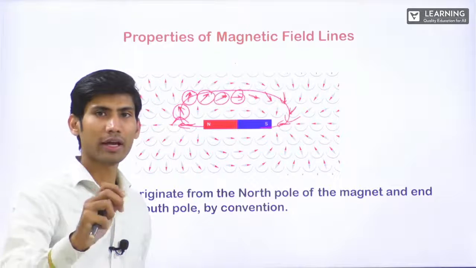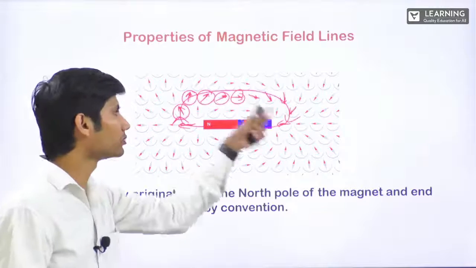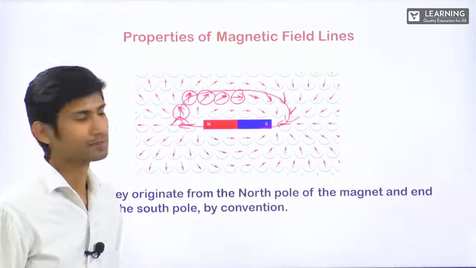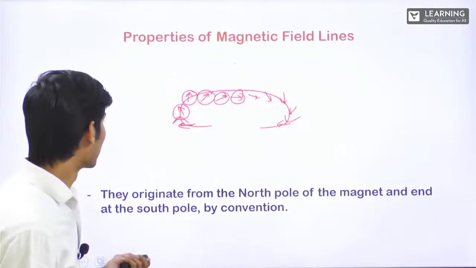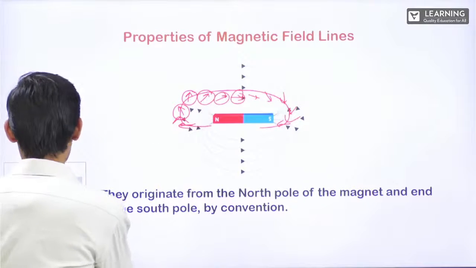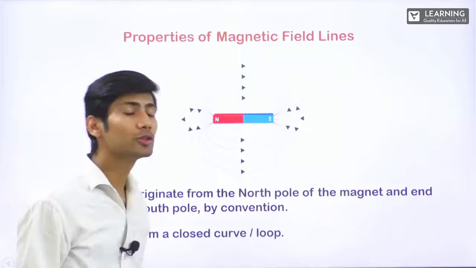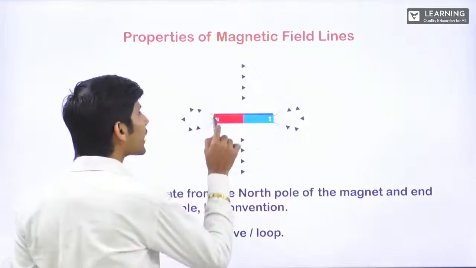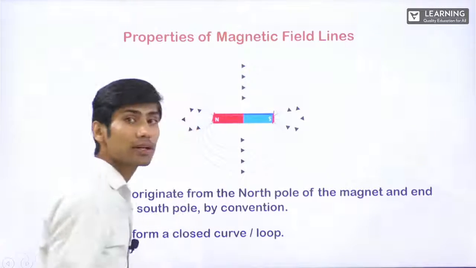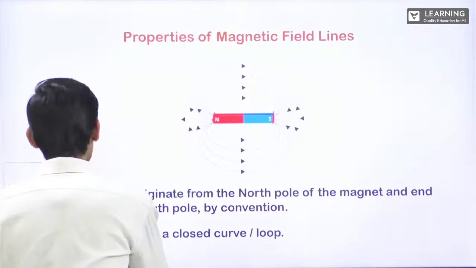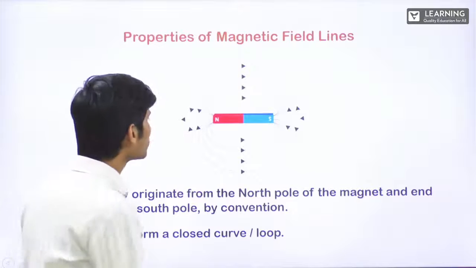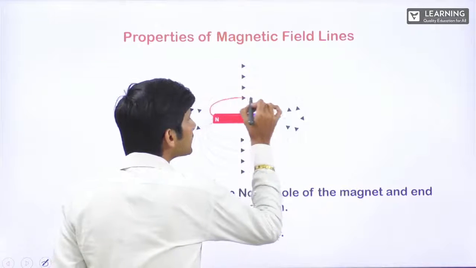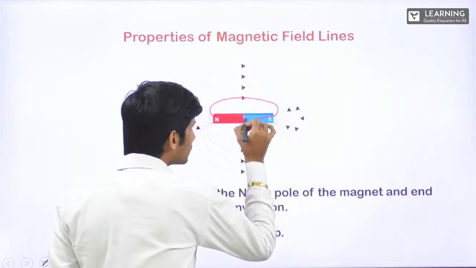Magnetic field you can observe by iron filings and a magnet. Direction you can observe this way if you want. Second, they form a closed curved loop. So now this loop is not half. It is not like it started from here and ended here. It's a complete closed curve, closed loop. How it is a closed loop? Outside it is here and inside it goes and joins like this.